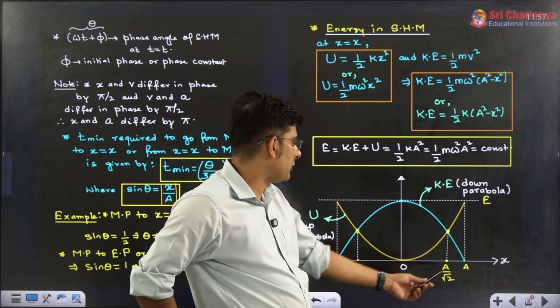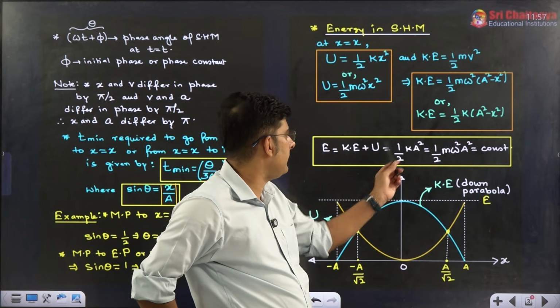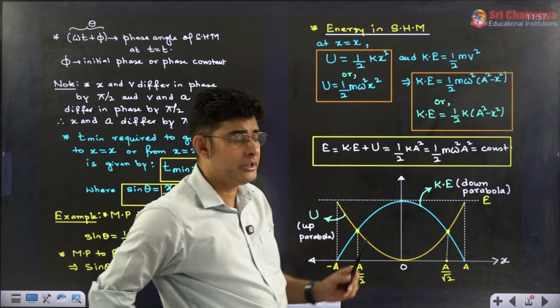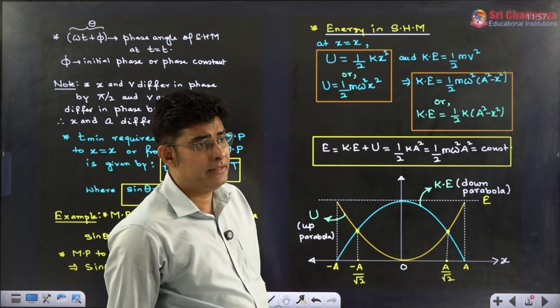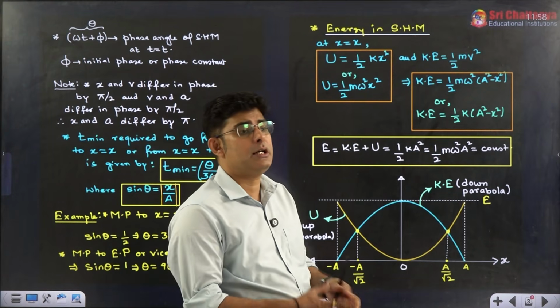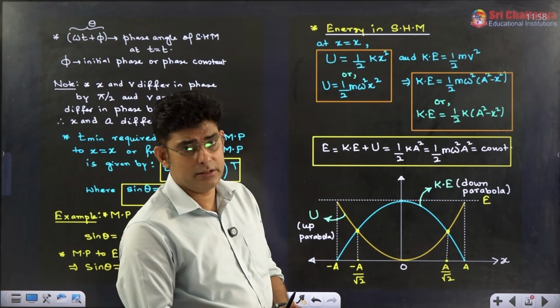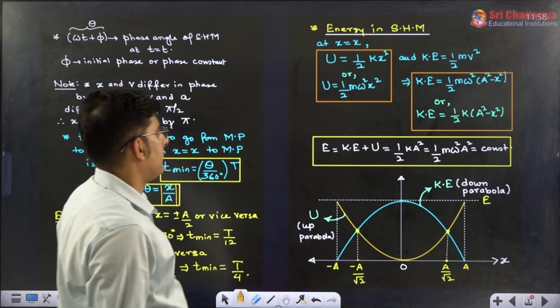Which one are the two positions? If you equate kinetic and potential energy, you will get x equals plus minus a by root 2. Very important point: at x equals plus minus a by root 2, kinetic energy and potential energy are equal. Means total energy is divided equally into kinetic and potential energy. Clear?